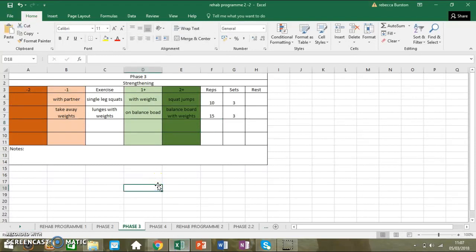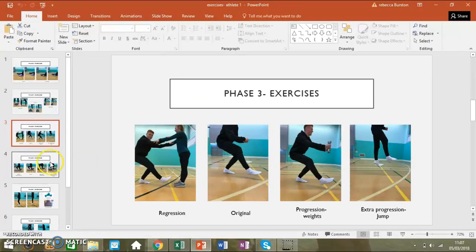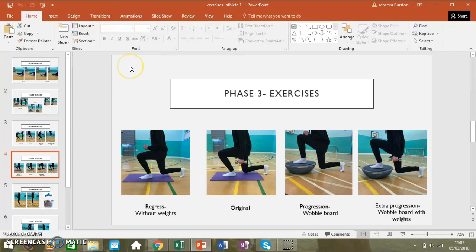So now the second exercise in phase 3 is a lunge, and the original exercise is with added weight on top of body weight, and then a regression is without weights, just the athlete's body weight. And the progression is the lunge on the balance board, and this should be done without weights at first, and then when the athlete feels okay, he can add weights to the balance board.